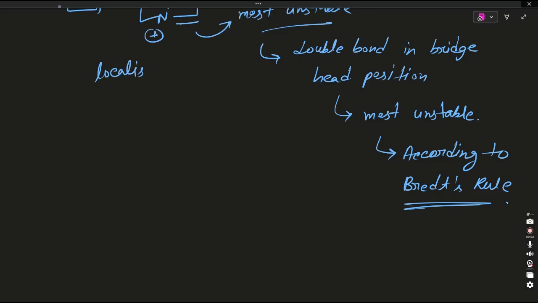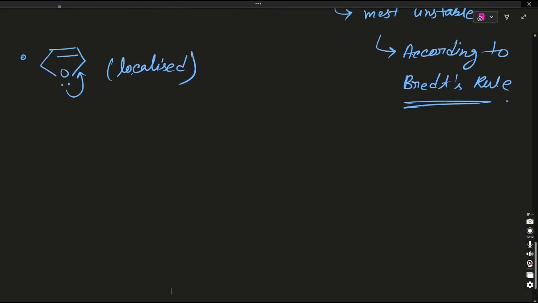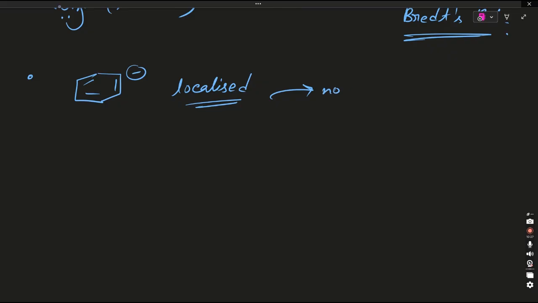Now the next example is like this. The lone pair on the oxygen atom is also localized because there is no further conjugation. It is localized. The next example is benzene ring with a negative charge. This is also localized. It is similar to pyridine, and here there is no option for conjugation.